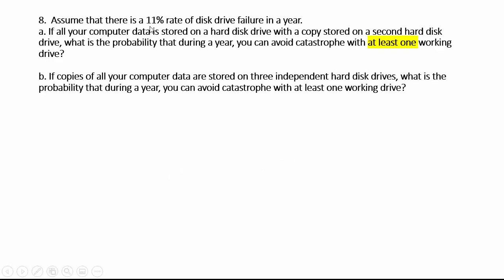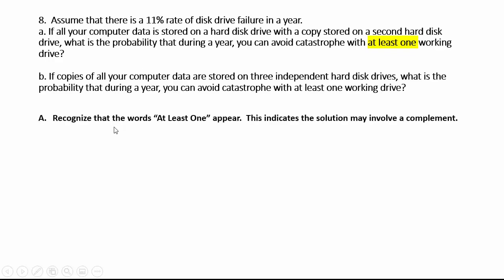Assume that there's an 11% rate of disk drive failure in a year. For this problem, if all your computer data is stored on a hard disk with a copy stored on a second hard disk, so that we only have an N of 2 here, what is the probability that during a year you can avoid catastrophe with at least one working drive? And we'll come back to the second problem.